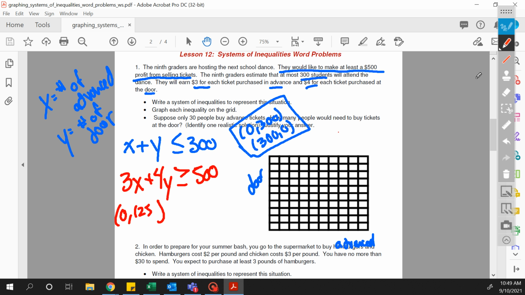Now, similarly, if I do the same thing and substitute 0 in for y, then the y term goes away, and I get 3x equals 500. Divide by 3, and 500 divided by 3 is 166.67. When we put that on the graph, we will be able to round it. It's 166.67 if I don't sell any tickets at the door.